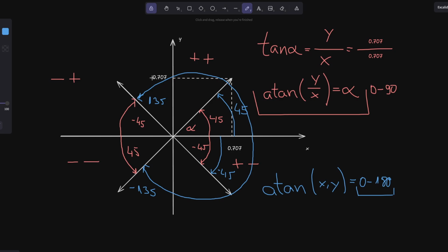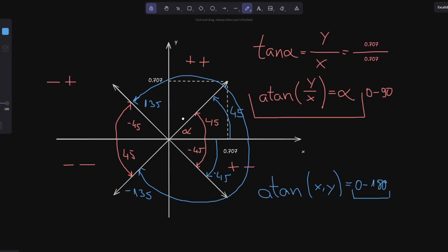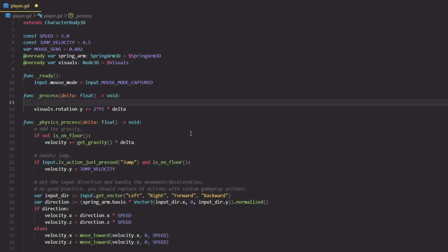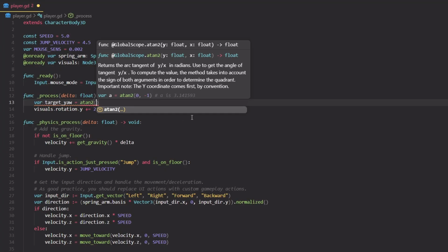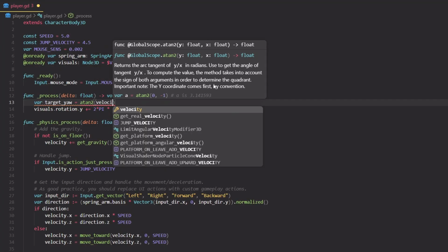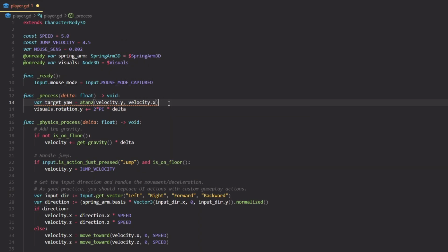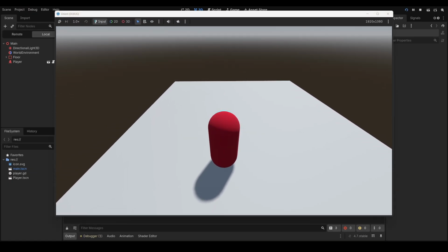So now that we've established a way of calculating our angles depending on our movement vector, we can go back to Godot and write some code. So let's declare a value called target yaw, which will be the atan2 of, and here it wants us to pass y and then x. So if we pass our velocity vector's y first, followed by the velocity x, and then set that as our angle and start the game, we will see that we get something that is very broken.